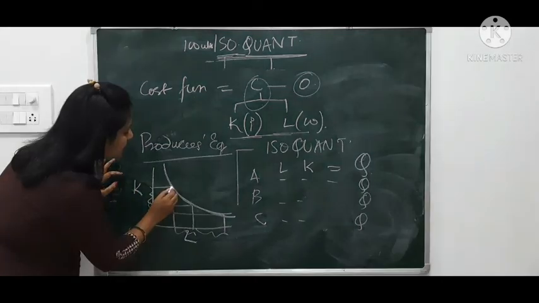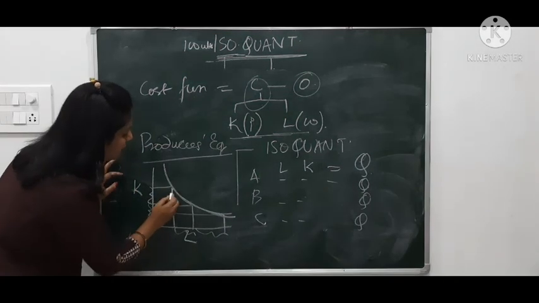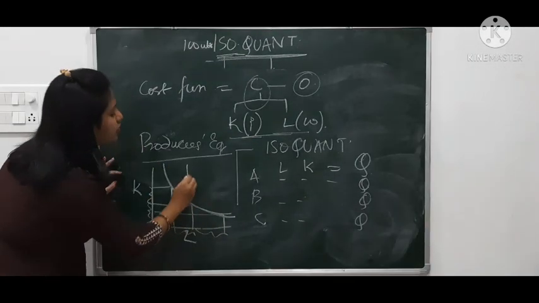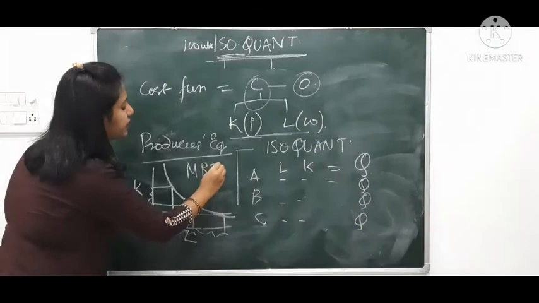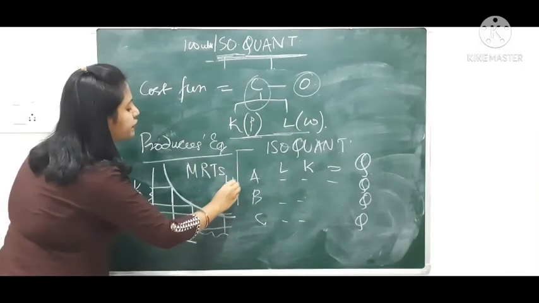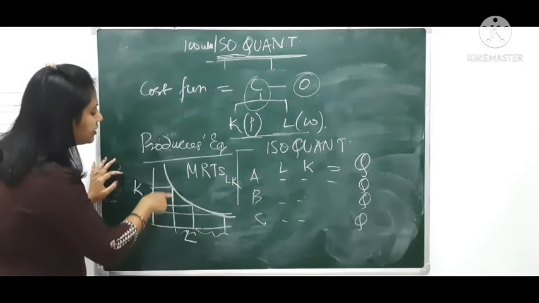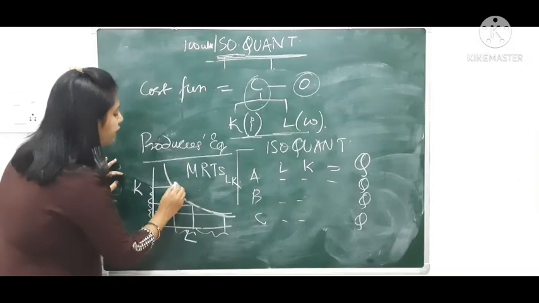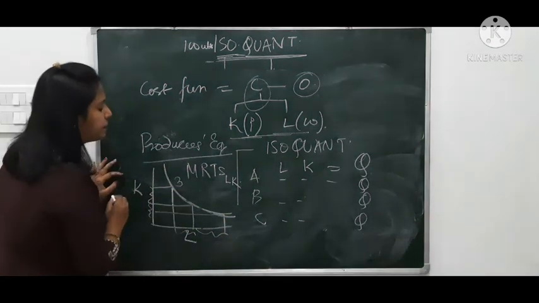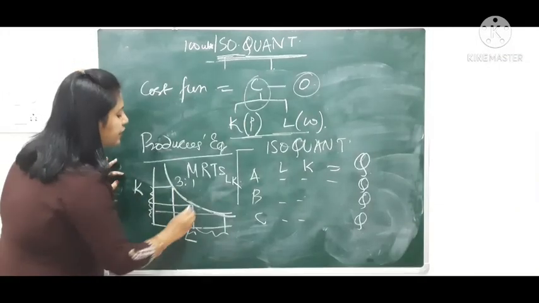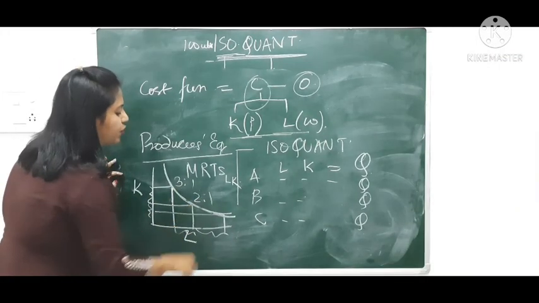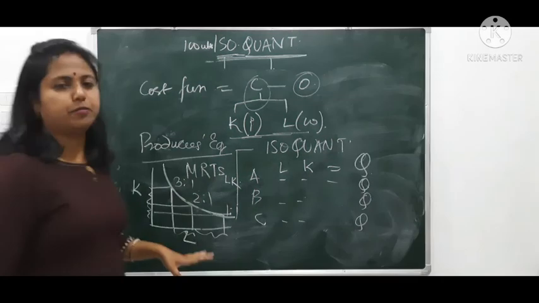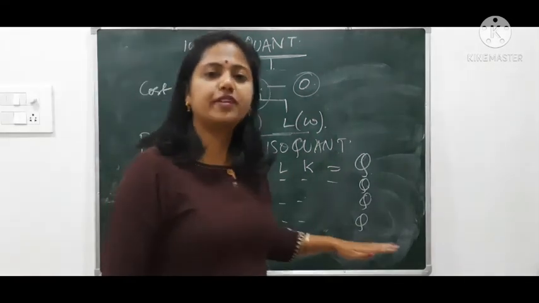And you see the rate of substitution. The rate by which you are changing this and increasing this is called the marginal rate of technical substitution of labor for capital, and this rate is actually reducing. Earlier you sacrificed 3 capital for 1 labor, then 2 capital for 1 labor, and finally 1 capital for 1 labor. So till this much I hope it is clear.